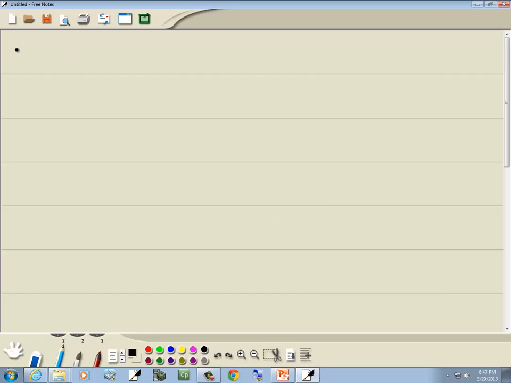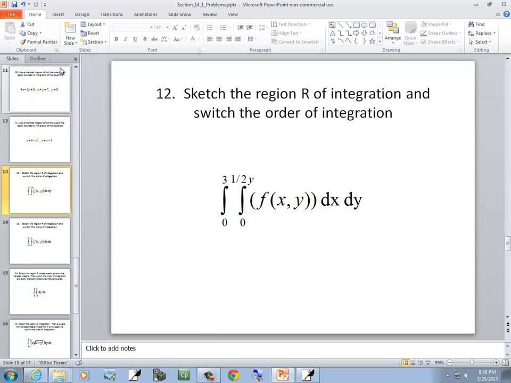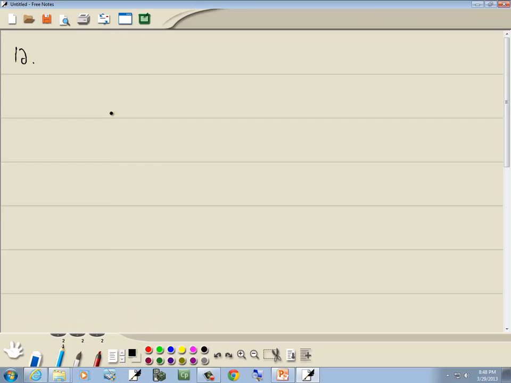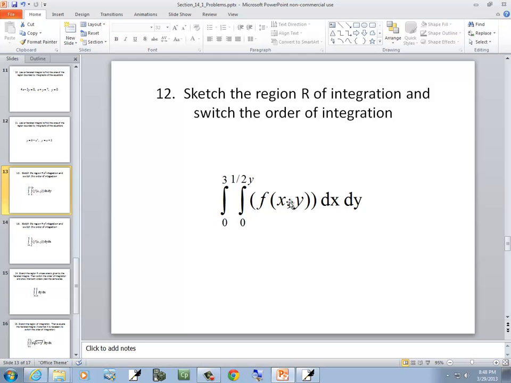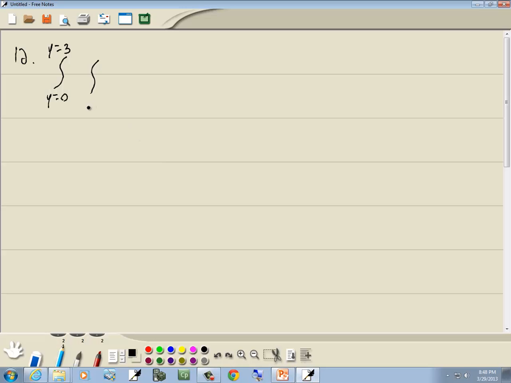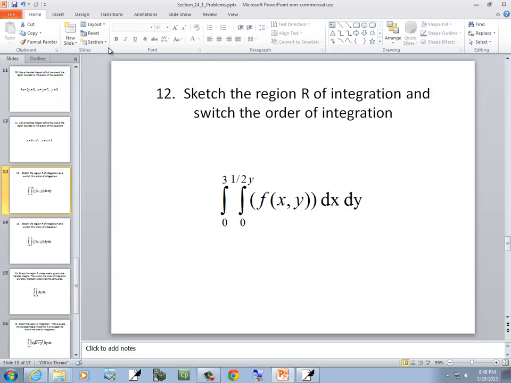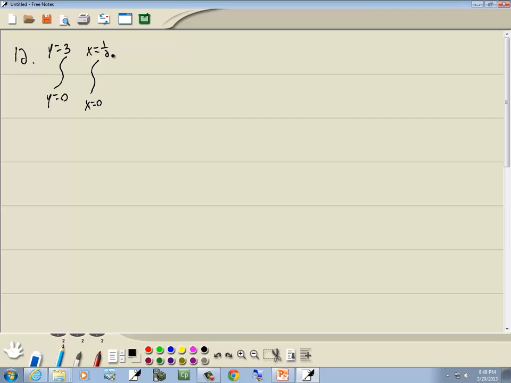So let's take a look at this first one. And again, the outer one is the dy, so this is y is equal to 0 to y is equal to 3. And this inner one is the dx, so that's x equals 0 to x is equal to 1/2 y. And then we're given the function, dx dy.